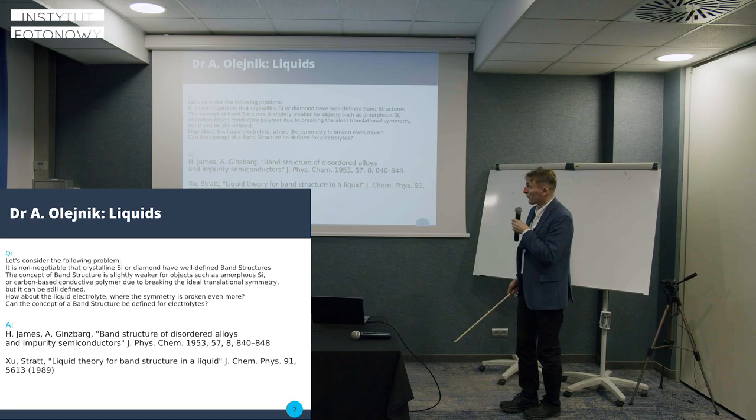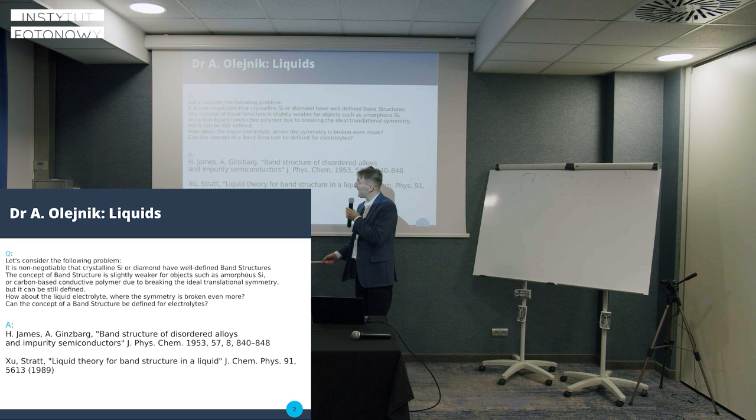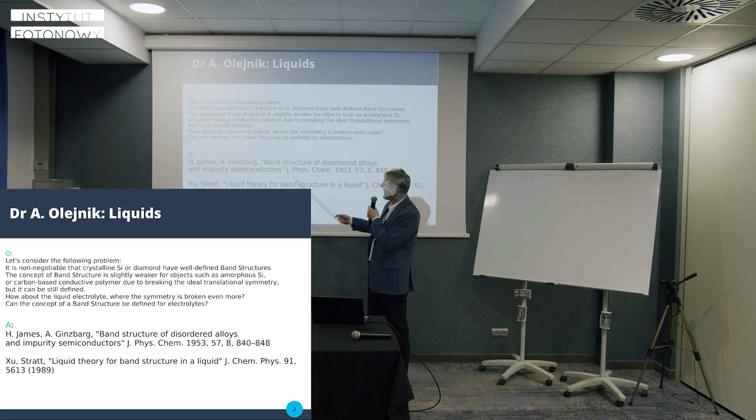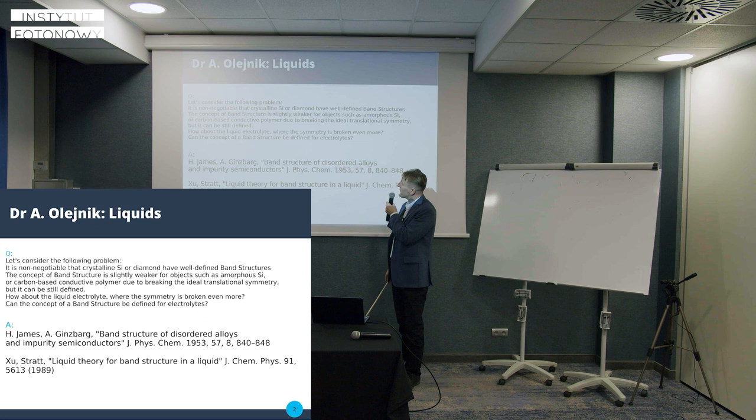One is from Dr. Leining from Gdańsk. I will read it perhaps aloud. Let's consider the following problem. It is non-negotiable that crystalline Si, silicon, or diamond have well-defined band structures. The concept of band structure is slightly weaker for objects such as amorphous Si or carbon-based conductive polymers due to breaking the ideal translational symmetry. But it can still be defined.